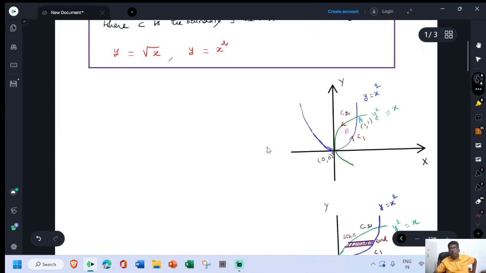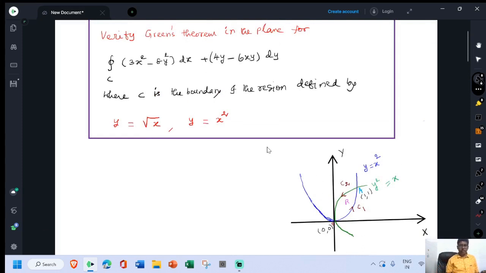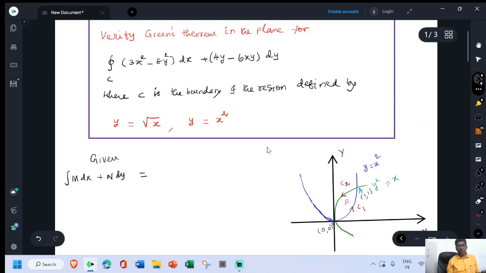Now come to our problem. Given is M dx + N dy, which is equal to (3x² − 8y²) dx + (4y − 6xy) dy. This is given.